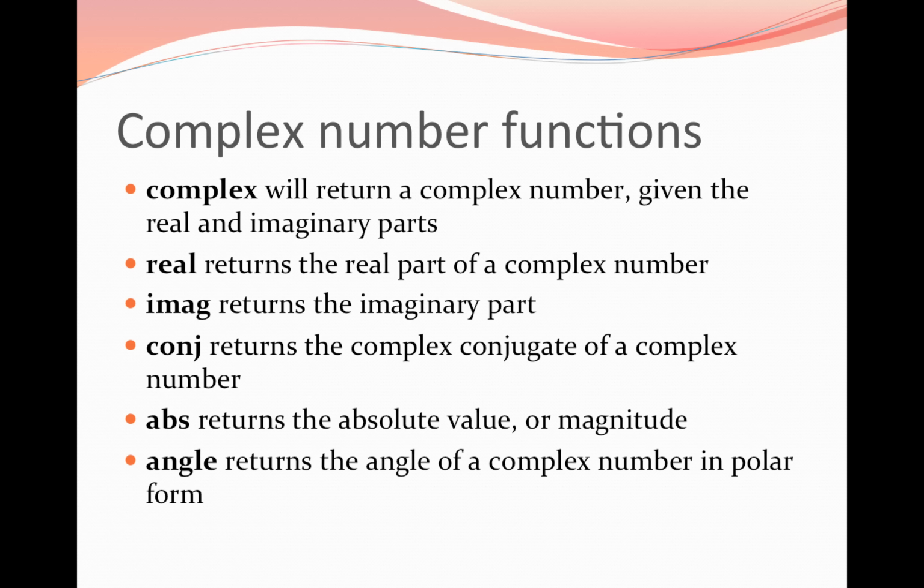There are three other functions that you should remember when you cover complex numbers later on in your mathematics and engineering classes, but we're not really going to use them in EK 127 for now. conj returns the complex conjugate of a complex number. abs returns the absolute value, or in other words, the magnitude. And angle returns the angle of a complex number in polar form.